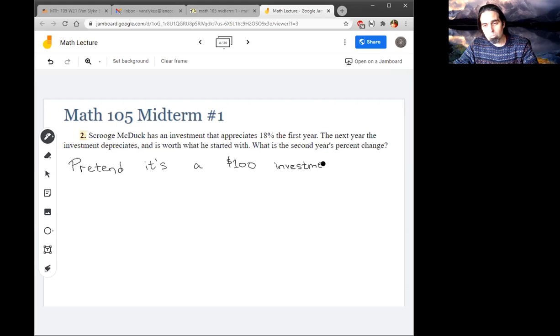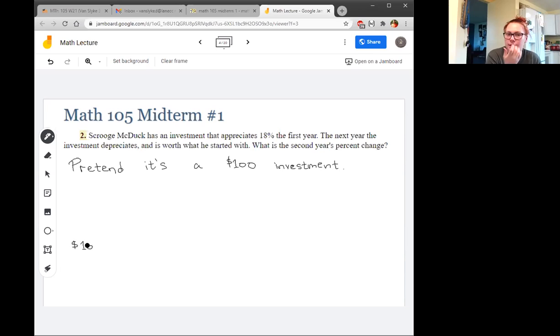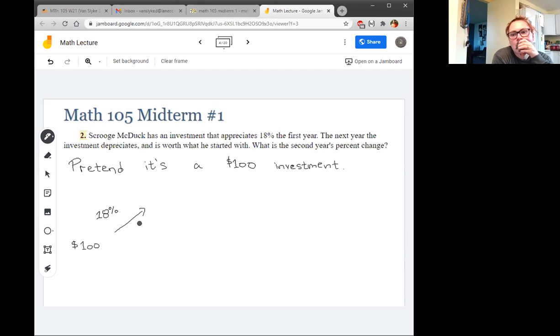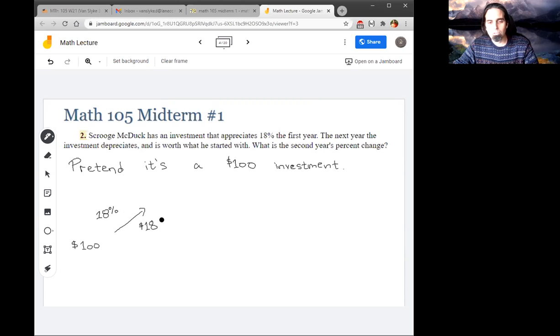Why do we like 100, by the way? It's easier to do the percentage. If it goes up 18%, then what is that as a dollar amount? 118 would be the total. So 18. 18 out of 100 is 18 out of 100. Ta-da! Okay, so it goes up and he's at 118.